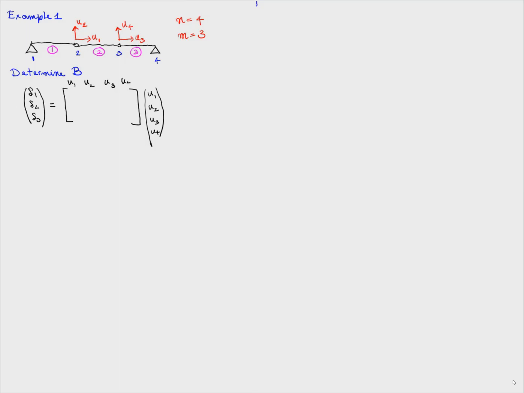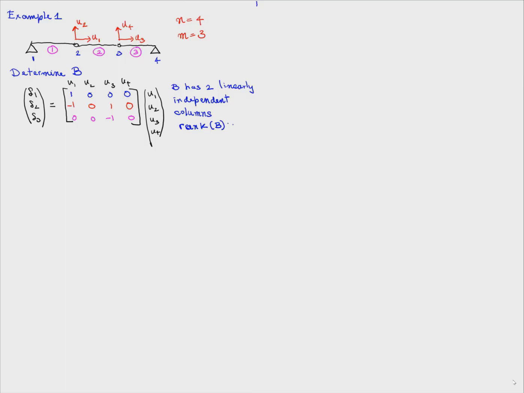So delta 1 is simply U1. So the first row is just 1, 0, 0, 0. Delta 2 is U3 minus U1. So it's minus 1, 0, 1, 0, and so on. Okay. And we see that the B matrix has two linearly independent columns. So the column space of B has dimension 2, or in other words, the rank of B is 2.